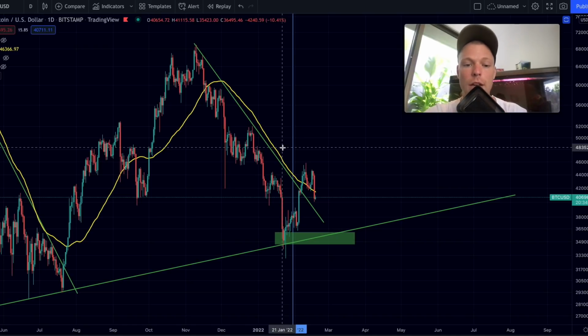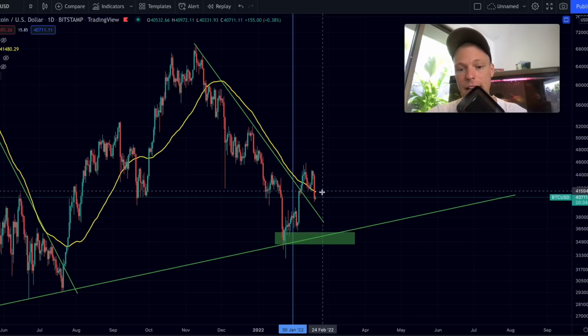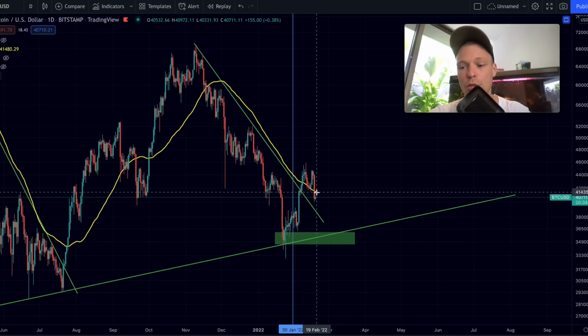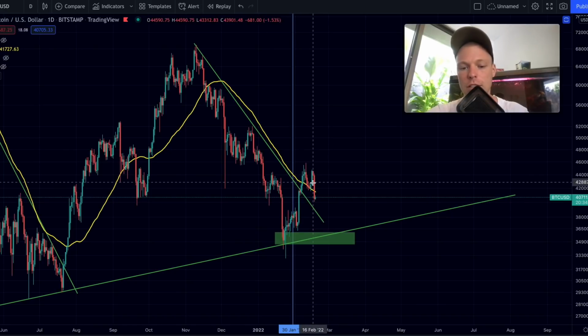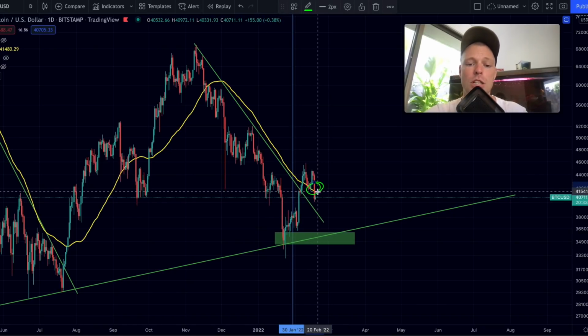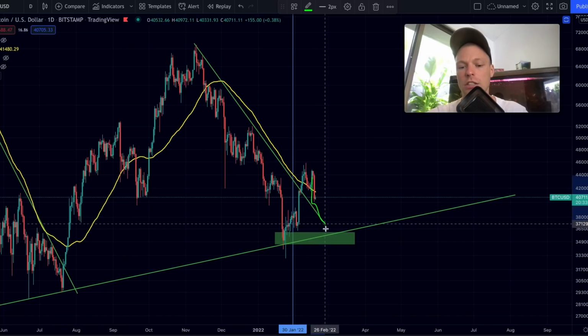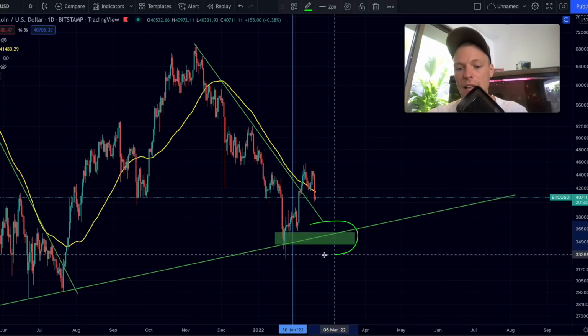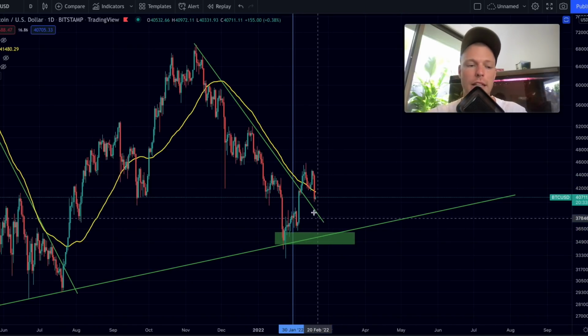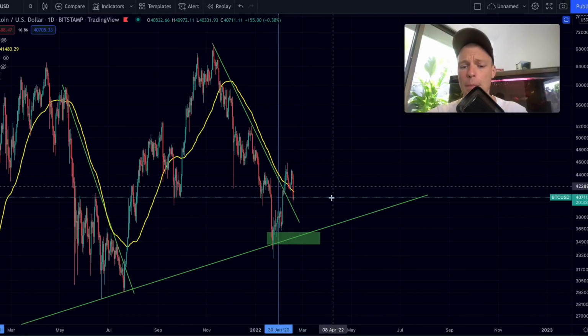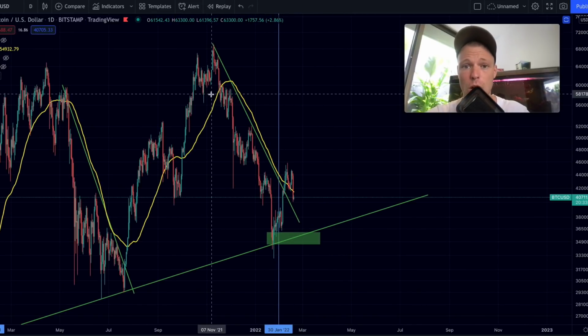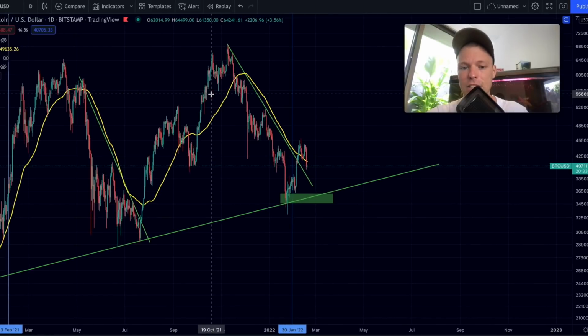So I'm going to assume that this level is going to act as resistance. The 50 daily right now is at $41,400. This is also the moment I personally hedged a little bit of my position back into stable coins over on Bybit, just to see and watch how this is going to play out. I might re-enter at lower levels right here, depending how the Bitcoin price is looking, but also how other charts are looking, like the S&P 500.